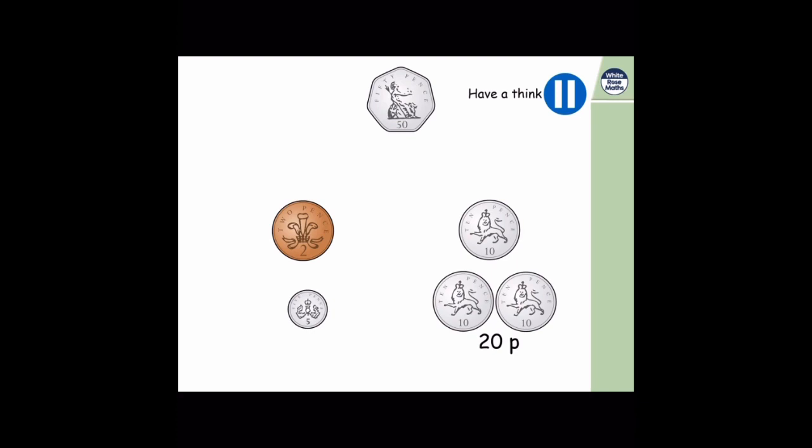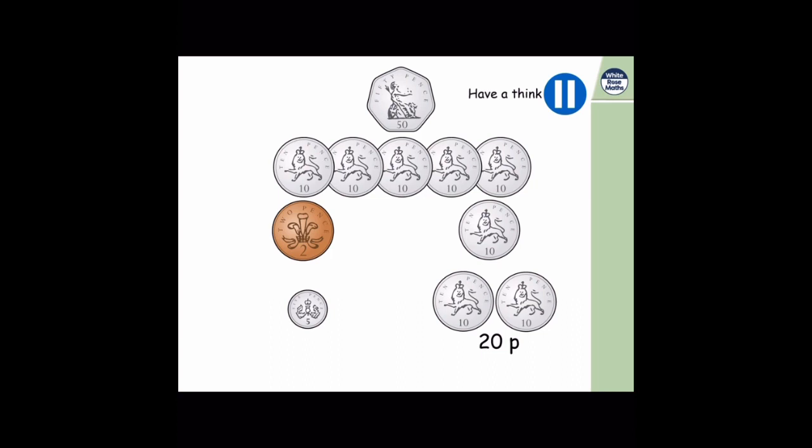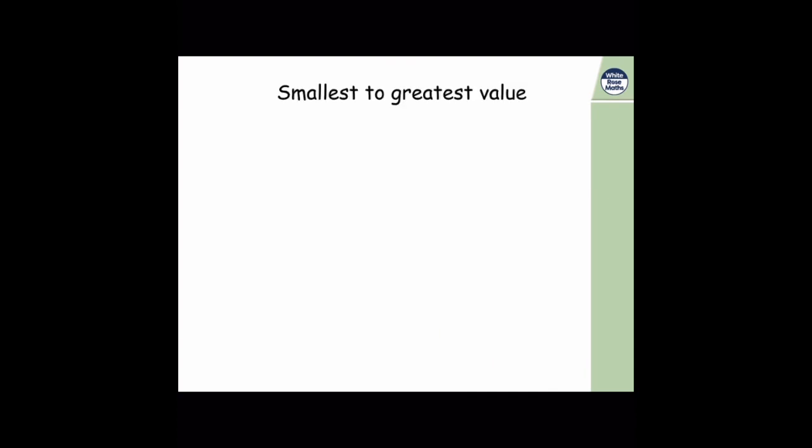Now we're going to look at a 50 pence piece. Have a think for a second. How many 10 pence pieces could we exchange for this 50 pence piece? That's right. We could have 5 10 pence pieces in exchange for the 50 pence. And it also works the other way. We could exchange a 50 pence for 5 10 pence pieces.